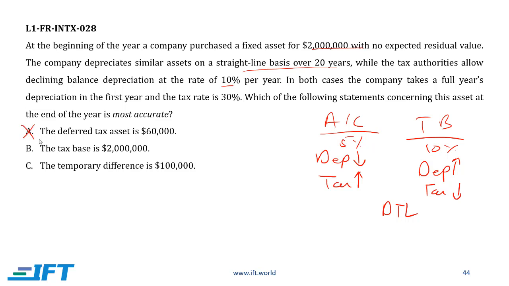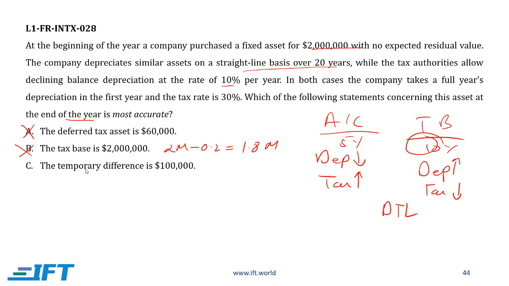This option A is absolutely incorrect. Tax base. Now, which of the following statements is true for this asset at the end of the year? At the end of the year, this is absolutely incorrect. Tax base cannot be 2 million at the end of the year because a certain amount of depreciation would be deducted. And how much is the depreciation? That is 10%. So 10% of 2 million is 200,000. So 2 million minus 0.2 is 1.8 million.